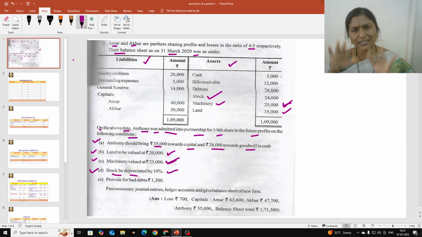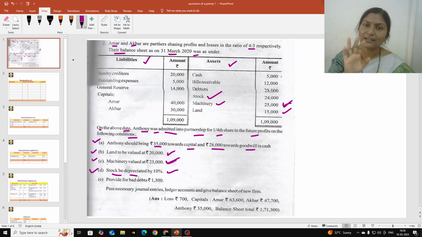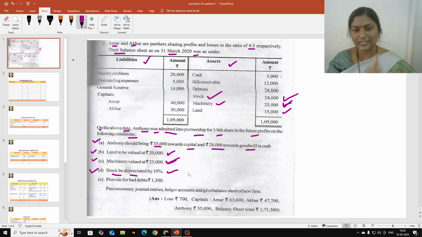Depreciated means decreasing. Appreciated means increase. So here clearly they said that stock is going to be decreased. So depreciation is how much? 10%. Stock is an asset. If an asset is decreasing, we will record it in the revaluation account on the debit side, and we will calculate 10% on the value of stock which is given in the balance sheet. So 24,000 into 10 by 100, 2,400 we will record. Okay, hope this is clear.